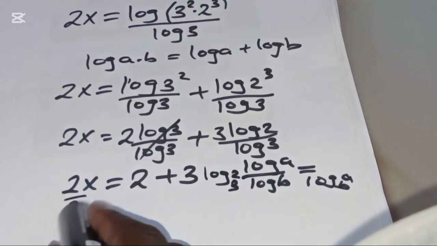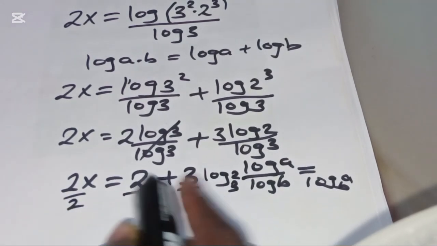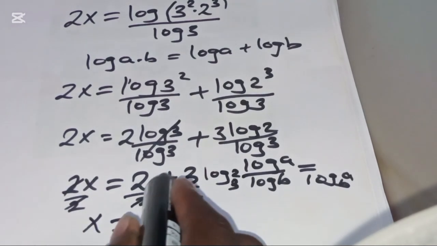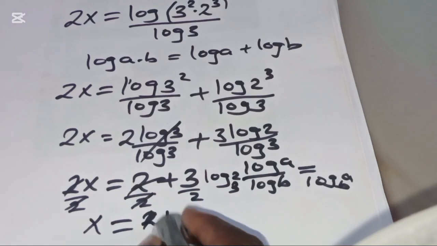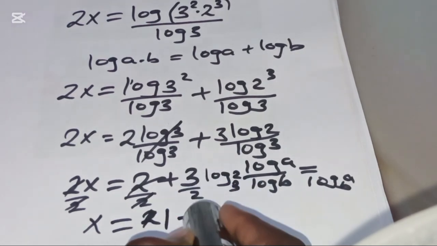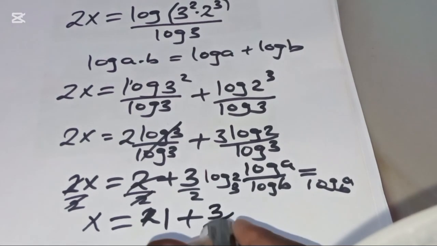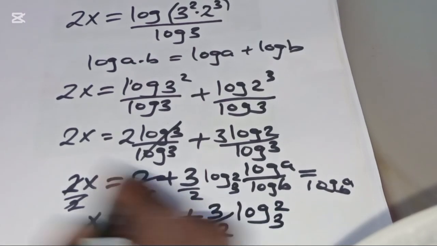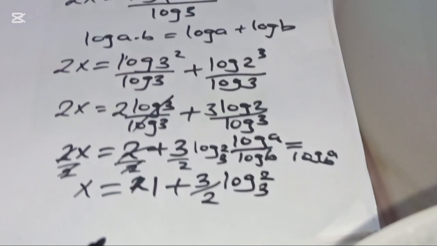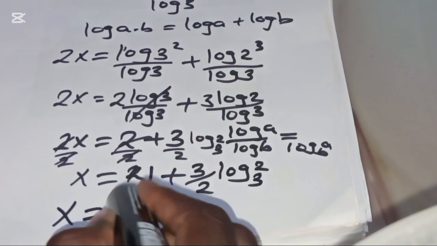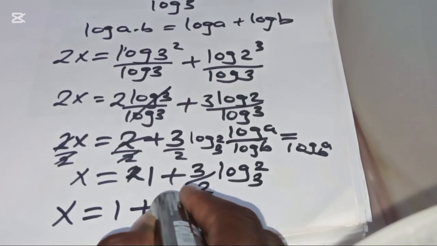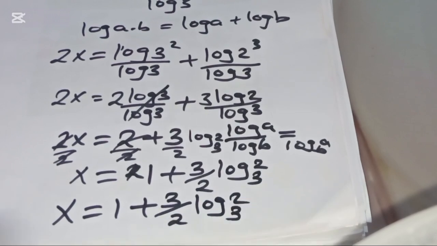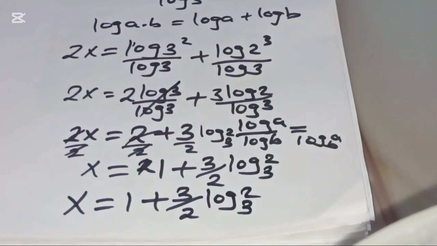So let's divide both sides by 2, so that now we'll have x is equal to, this is 2 and 2 simplifies, so actually this is 1 plus, now this is 3 over 2 log 2 to base 3. Okay, so x is equal to 1 plus 3 over 2 log 2 to base 3. Now this is the value of x.